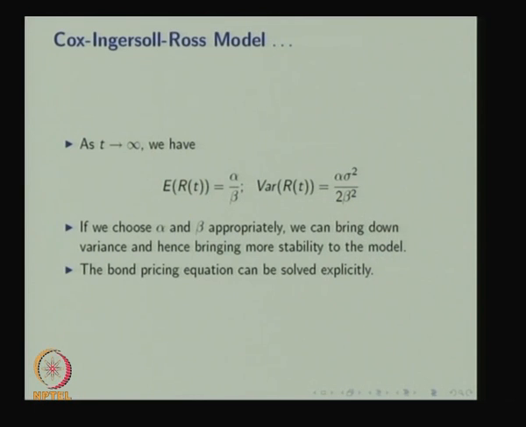If you choose alpha and beta appropriately, we can bring down the variance, because in the longer run the variance is in terms of alpha and beta. So we can bring down the variance and hence bring more stability to the model. You can make the model stable by properly choosing alpha and beta. This CAR model has a lot of applications, in particular the bond pricing models. Using the CAR model, the bond pricing equation can be solved explicitly.